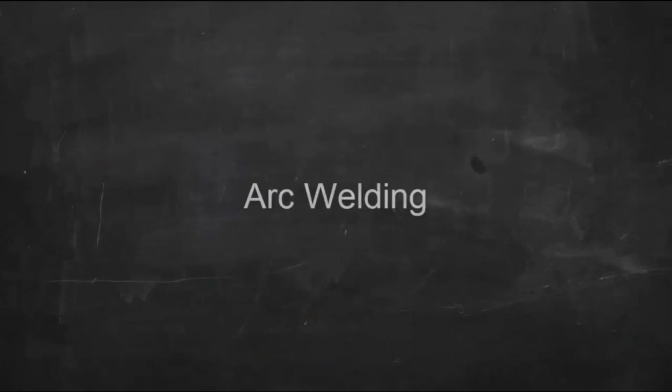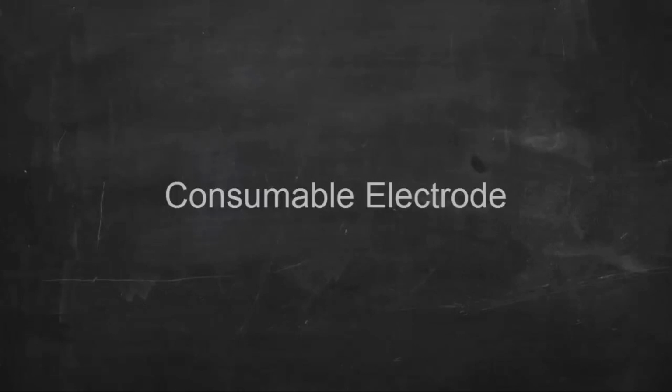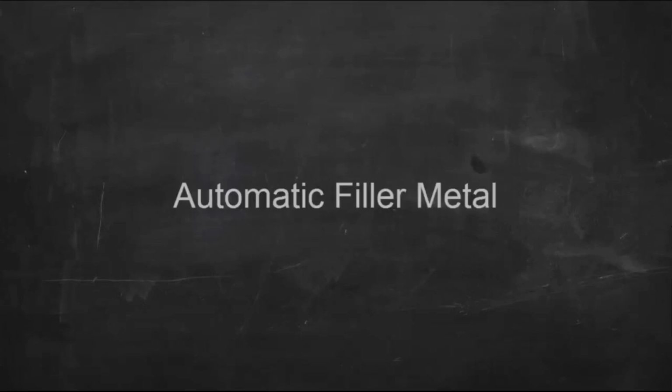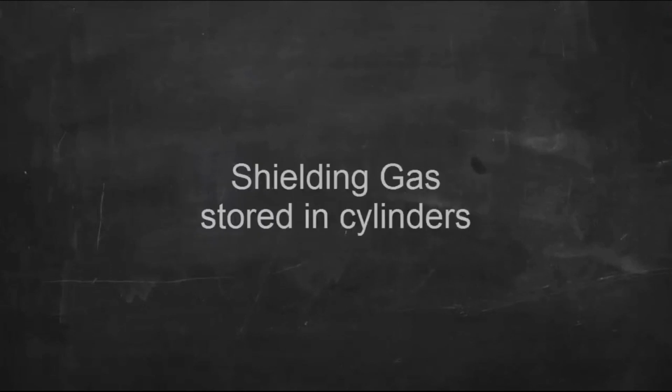So in summary, MIG welding is an electric arc welding process. It uses a consumable wire electrode. Filler metal is added automatically. And the shielding gas comes from a high pressure cylinder.